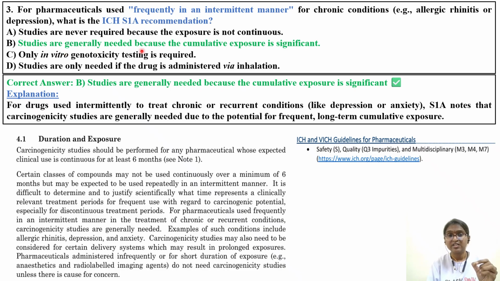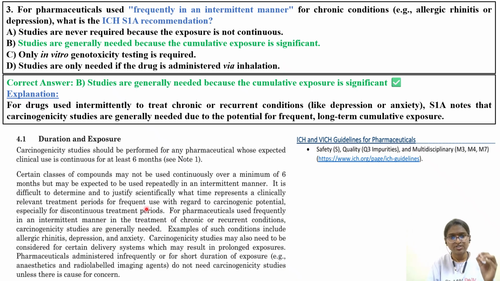Studies are generally needed because cumulative exposure is significant. So even though I am taking the drug on Monday, I am not taking the drug on Tuesday or Wednesday, I am taking the second dose on Thursday, even in these 3 days, 72 hours, the drug will still be retained in my plasma or serum. So there will be cumulative exposure. For that reason, with intermittent treatment also you need to go for a 2-year cancer study.